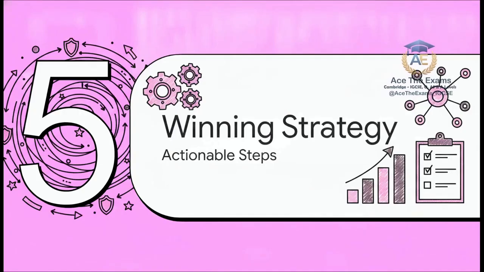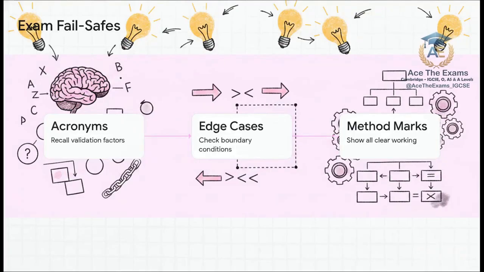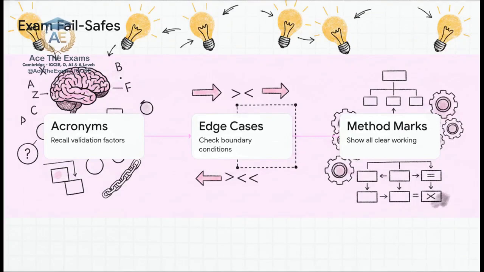Section 5. Let's bring it all together into the winning exam strategy. Let's look at the complete computer science answering system. Implement these 3 fail-safes into your study routine immediately. Rule 1. Utilize memory hack acronyms to instantly recall all integrity factors and validation checks under exam pressure. When the clock is ticking, having an acronym for range, length, type, presence, format ensures you don't blank out.